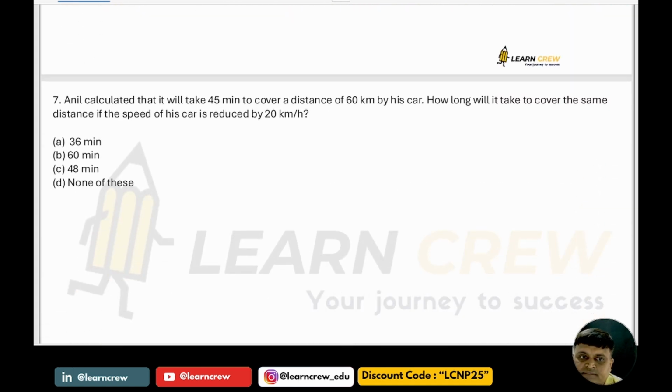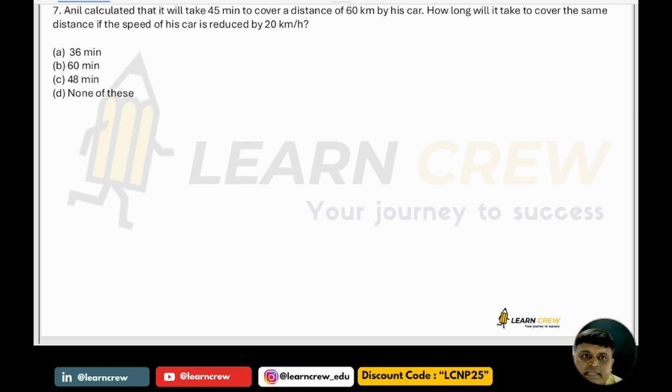Next, question number 7. Anil calculated that he will take 45 minutes to cover a distance of 60 kilometers. So what is the initial speed? 60 kilometers in 45 minutes means 3/4 hour, 45 by 60 hour. So the speed would be 80 kilometer per hour. So actually his initial speed is 80 kilometer per hour when he is covering 60 kilometers in 45 minutes.